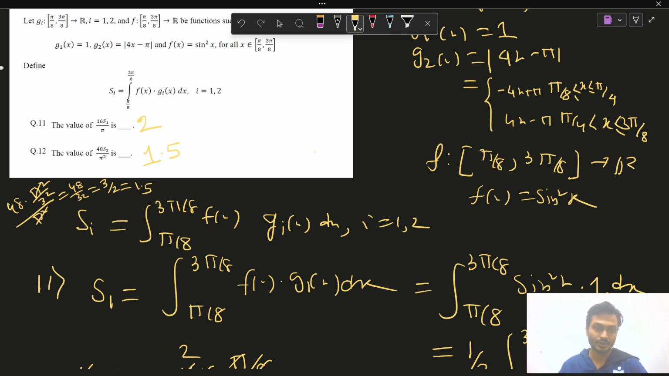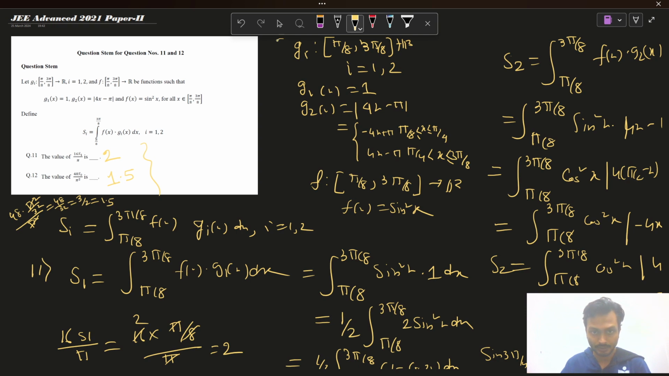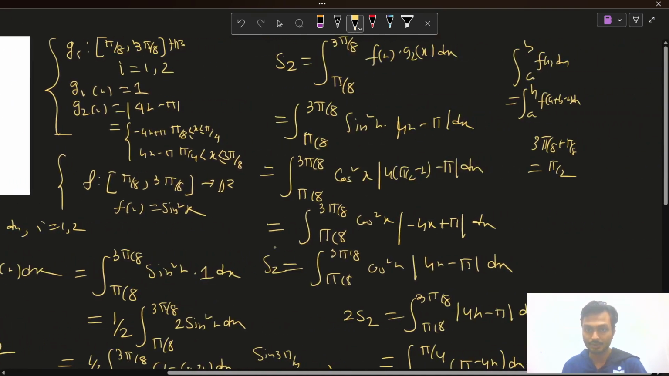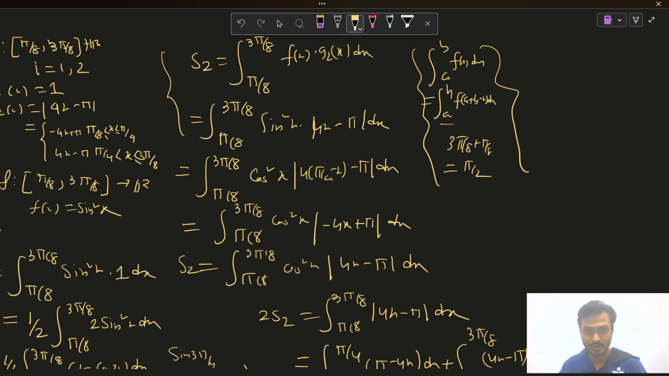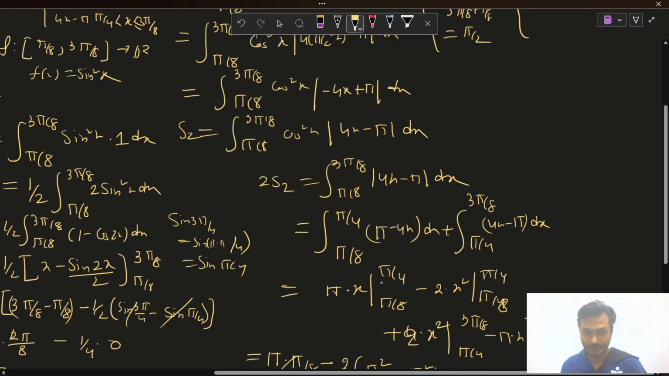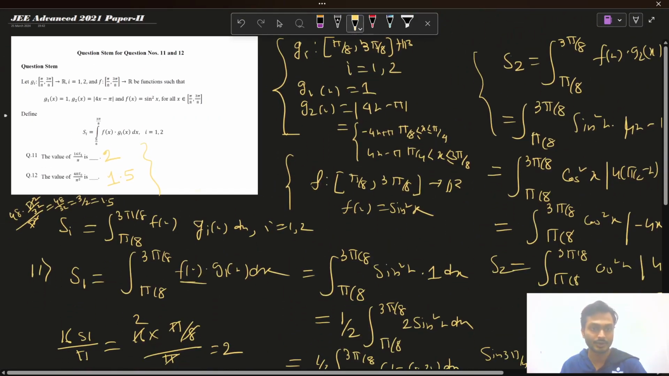So this is the answer for these two. If you look at these two questions, what we did: we just broke the g function rightly, then we wrote the f function, and for S1 it is very easy, just put the value of the function f and g, then integrate. And for this function we just used this trick, the property of integration a to b f(x) dx, then just added, and then we get 2 S2, and then just put the value of S2 here, we get the answer.